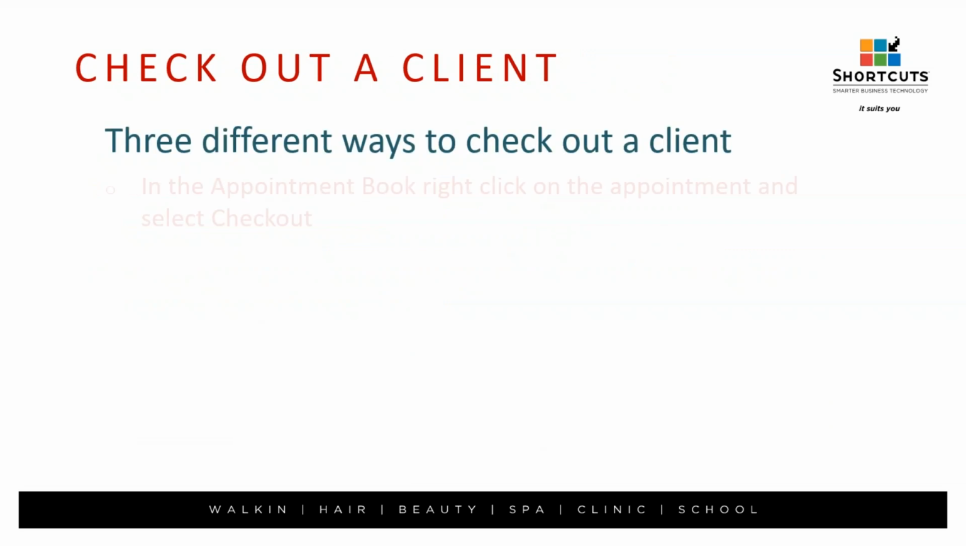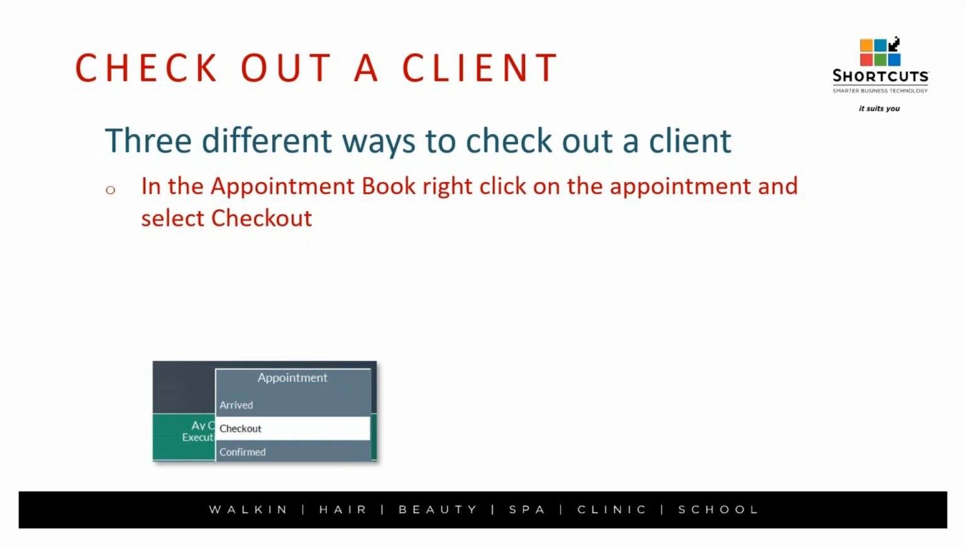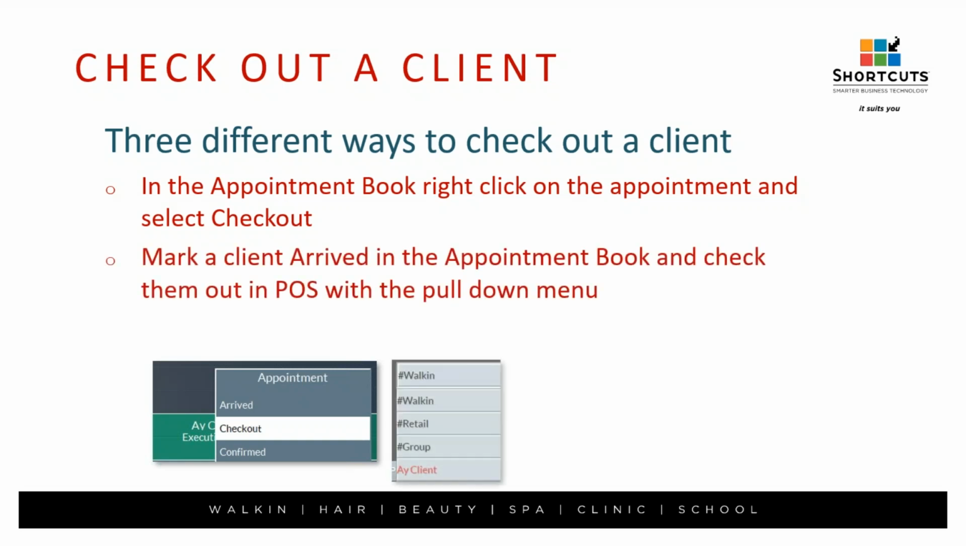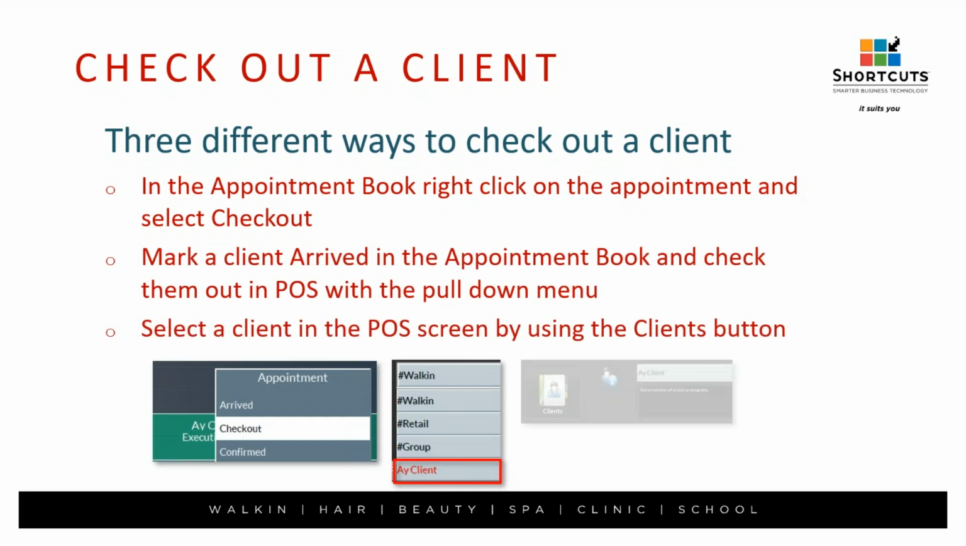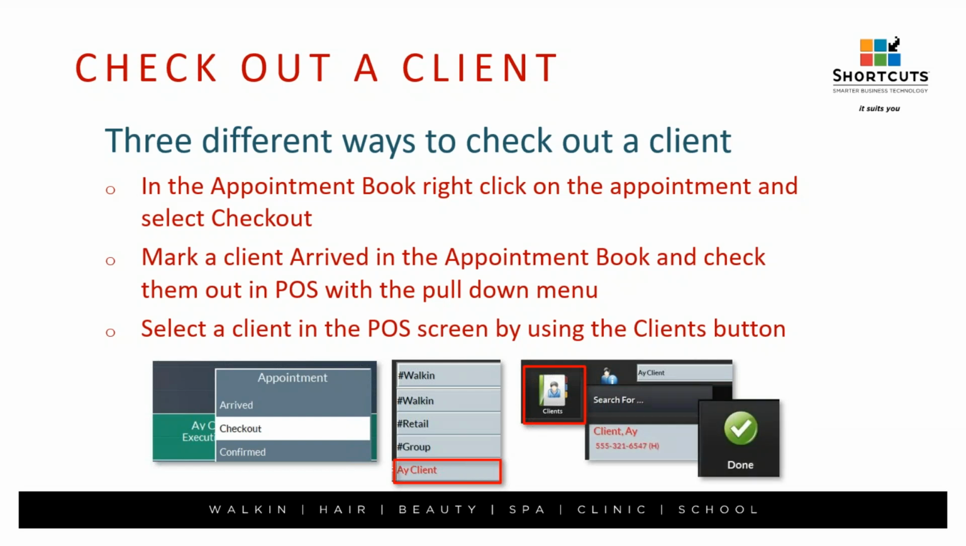So the steps to check out a client, there's multiple ways to do it. From the appointment book screen, you can right-click on a customer and go to checkout. Or if the customer has arrived, there's a pull-down menu in the point of sale, and you can choose the customer's name there. The third way is when you're in the point of sale screen, on the top left corner, there's a button that says Clients, and you can search for any customer and choose them and then press Done, and they'll be in the point of sale.